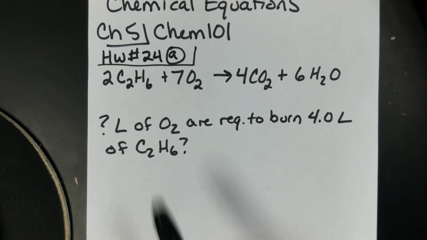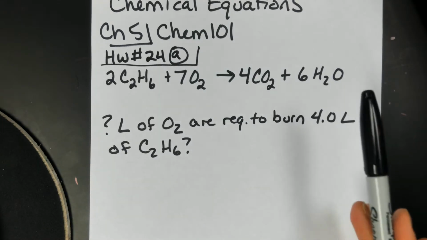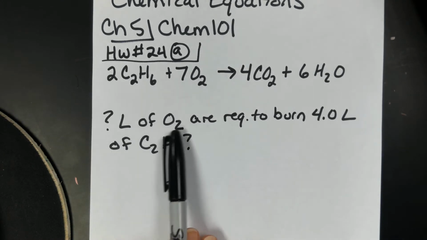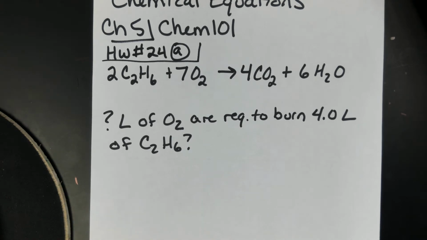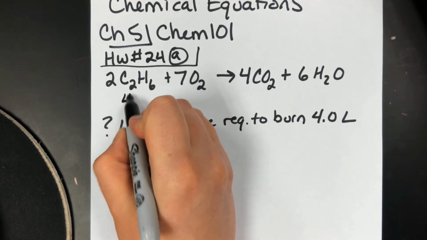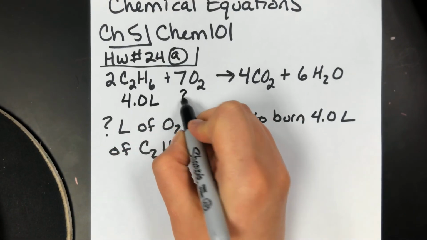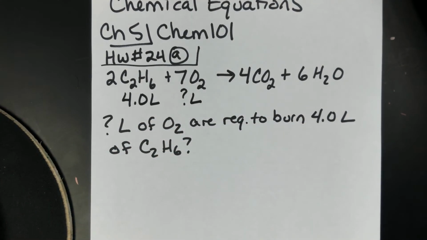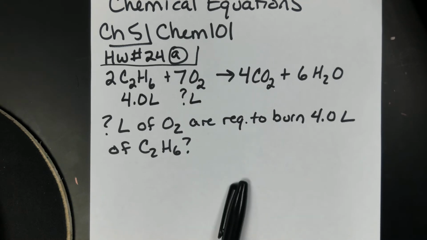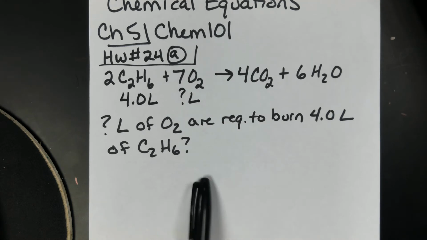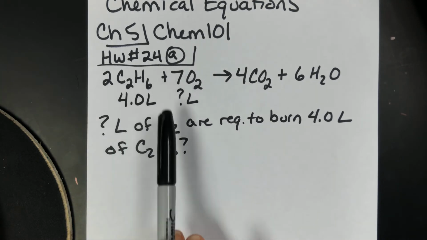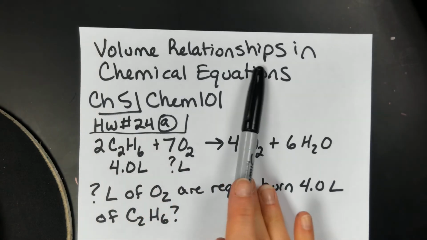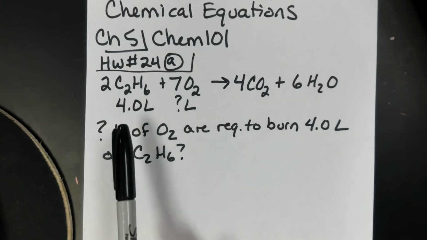So the problem gives us the combustion of ethane, it gives us the products too, and it says how many liters of O2 are required to burn 4 liters of ethane. So we are given 4 liters here, and we want to know how many liters here. If you guys recall, all gases have the same volumes at the same temperatures. So the volume here and the volume here are the same as the mole-to-mole ratio. So you can either use volumes or volume relationships. They're the same as the molarity relationships.